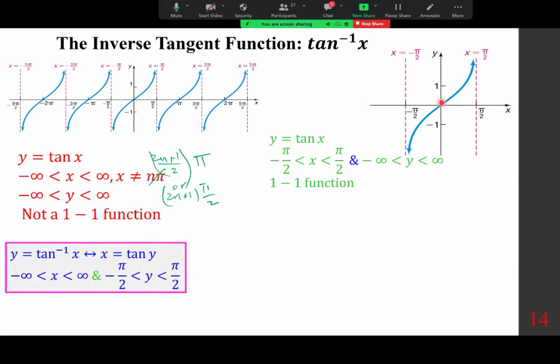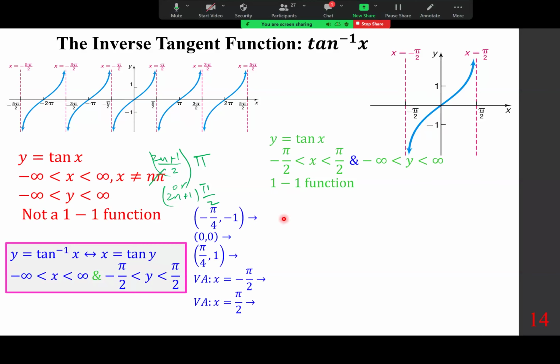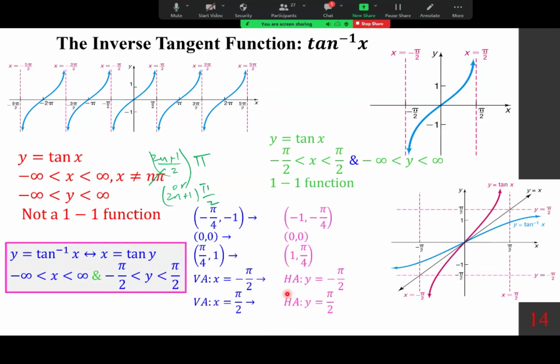For example, this is 0, 0. We have pi over 4, 1, and negative pi over 4, negative 1. The vertical asymptotes are x equals negative pi over 2 and x equals pi over 2. So we write that. This becomes negative 1, negative pi over 4. This is 0, 0. This becomes 1, pi over 4. Now this becomes a horizontal asymptote, y equals negative pi over 4, and this becomes a horizontal asymptote also. And if you graph it, it will look something like this, with horizontal asymptotes.